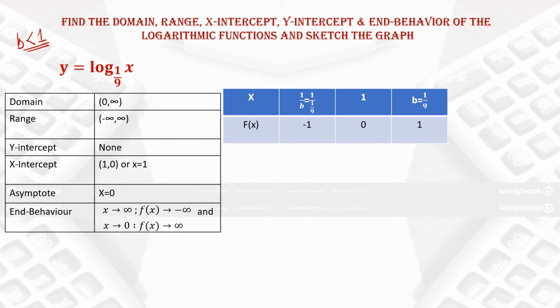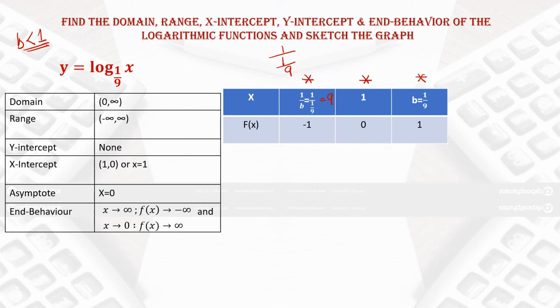Here we again have 3 points: 1 over b and negative 1. The second one is always 1 and 0, and the third is b and 1. Our b is 1 over 9. So when we write 1 over b, where b is 1 over 9, 1 divided by 1 over 9 gives you 9. And the second one is 1 over 9.